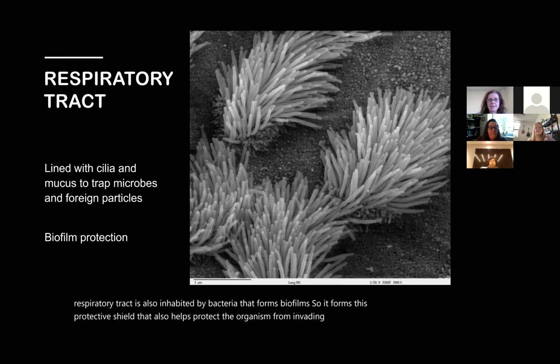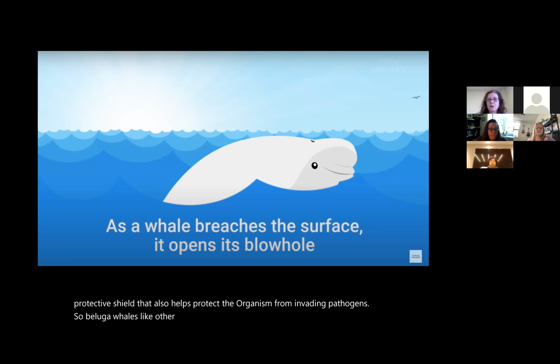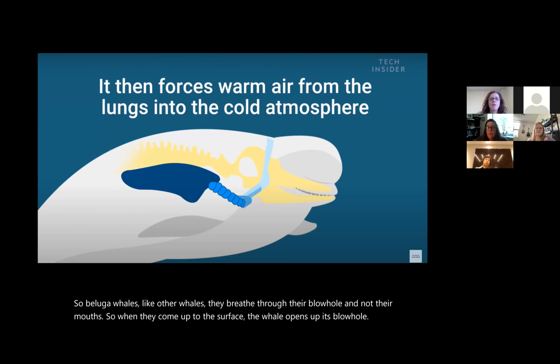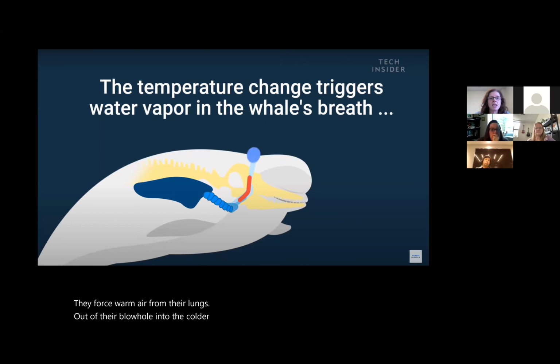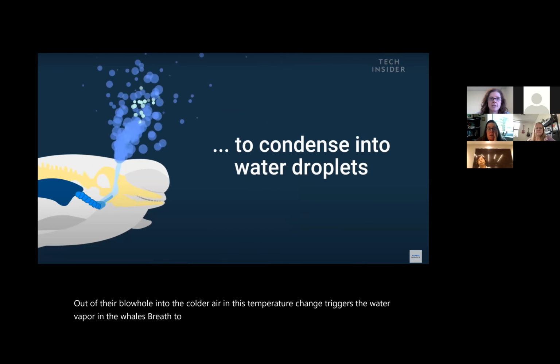So beluga whales, like other whales, breathe through their blowhole and not their mouth. When they come up to the surface, the whale opens up its blowhole. They force warm air from their lungs out of their blowhole into the colder air, and this temperature change triggers the water vapor in the whale's breath to condense into water droplets. So this is what happens when you go outside on a cold day and you can see your own breath.